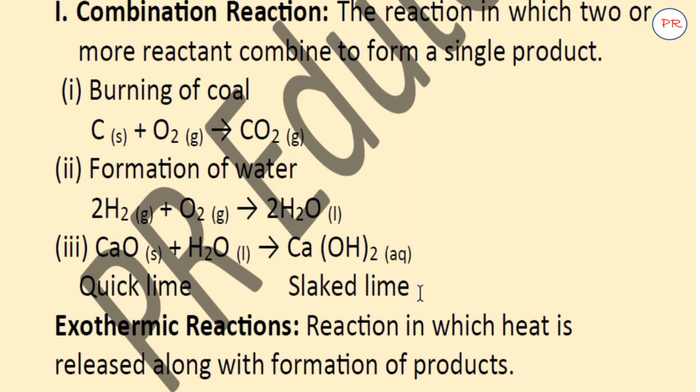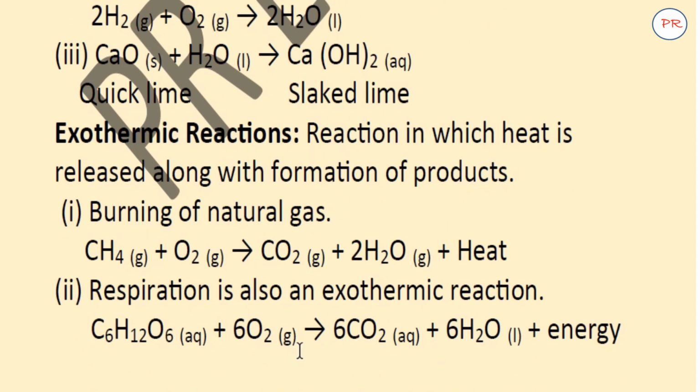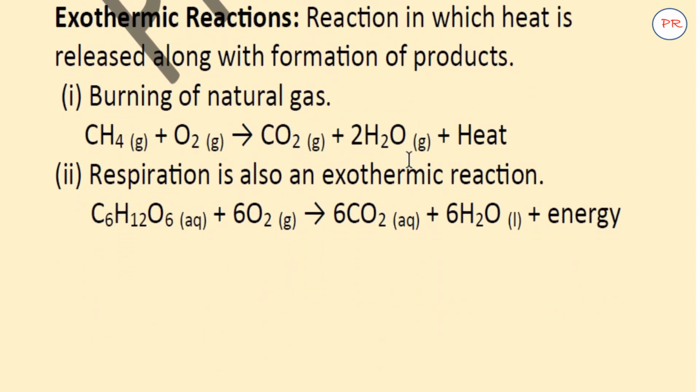Now let us see exothermic reaction. But here you can understand there are 2 reactants combining to give only one product. Now exothermic reaction: a reaction in which heat is released along with the formation of product is called exothermic reaction. Burning of natural gas or respiration, these are the 2 examples of exothermic reaction.